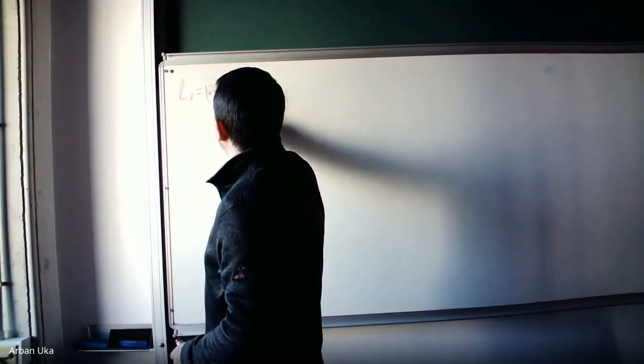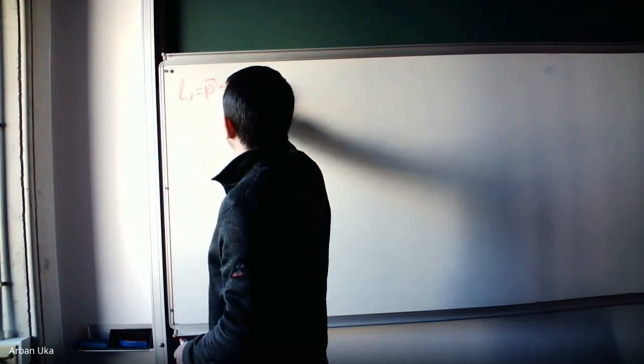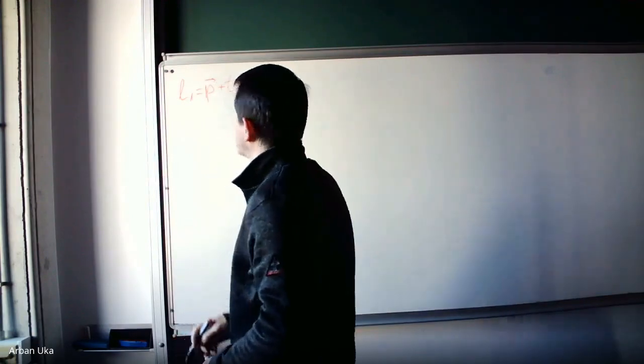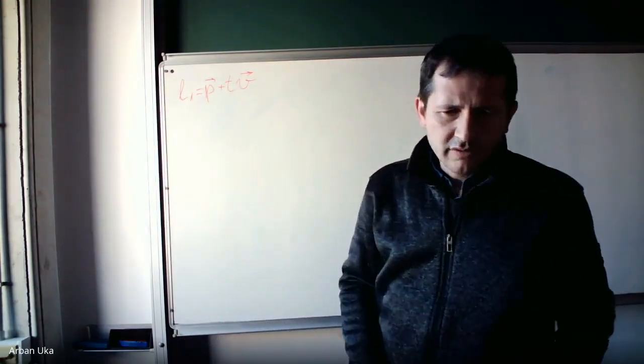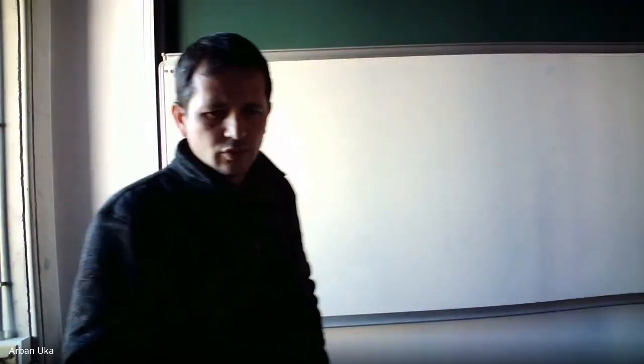M1 would be defined as P plus TV. Okay, so this would be a line. To define a line, we need, let's say, two vectors. And I want feedback from you whether the board looks good. Okay, I hope this is a good view.